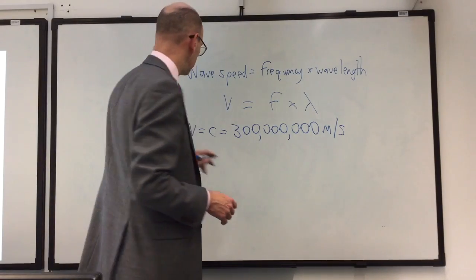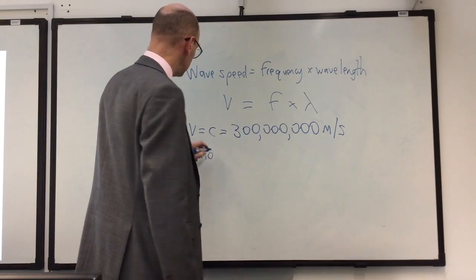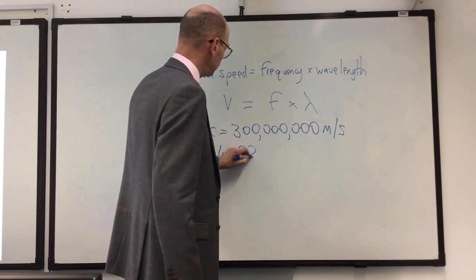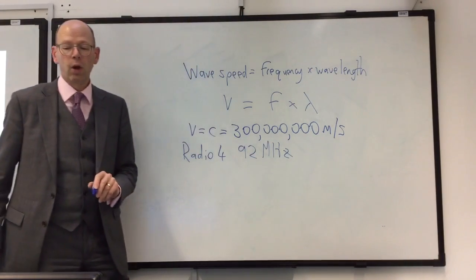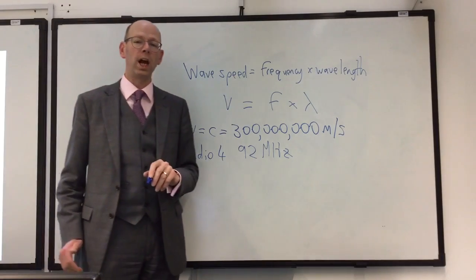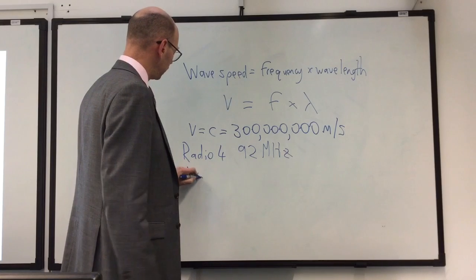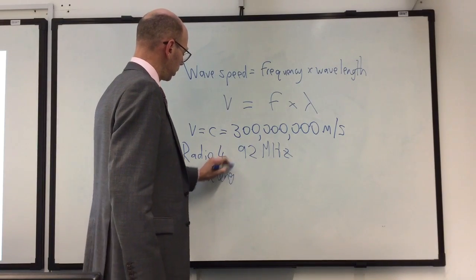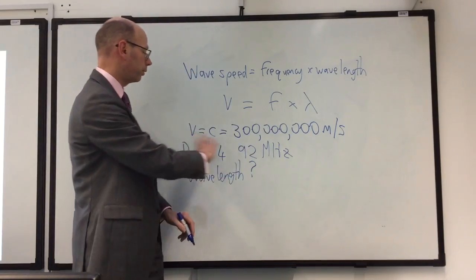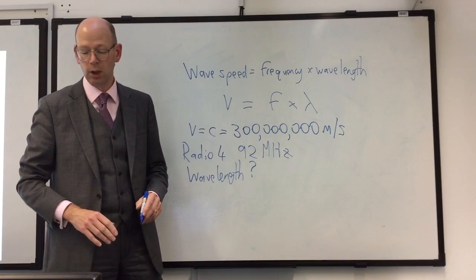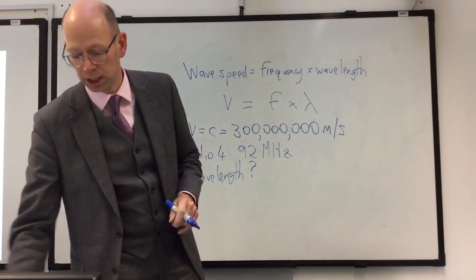Now, let's take my favourite radio station, Radio 4, which broadcasts at a frequency of 92 megahertz. 92 MHz. Okay. How long is one wave on the Radio 4 signal? What's the wavelength of a Radio 4 radio wave? It's got a wave speed of 300 million. It's got a frequency of 92 megahertz. What is the wavelength? Pause the video for a moment and see if you can work it out.